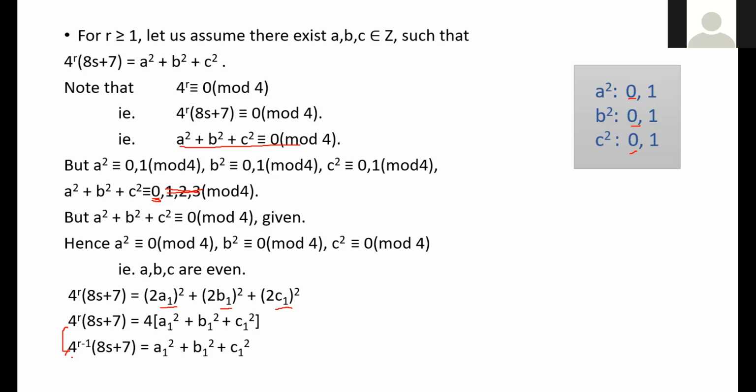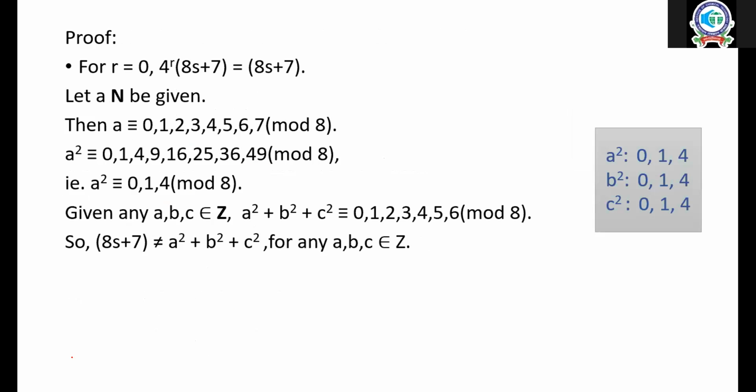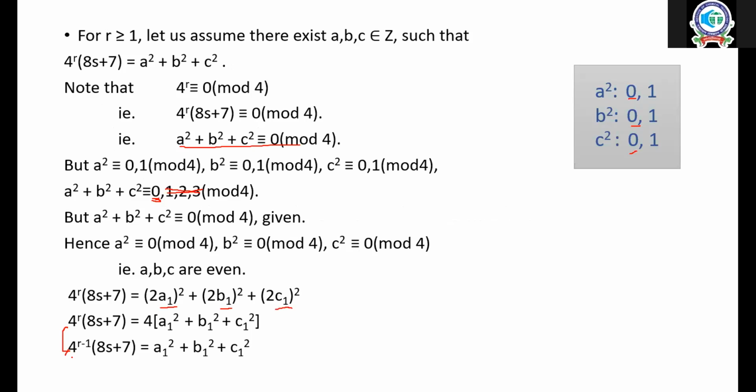assumption that 4 raised to r, no. This is a contradiction for which part? Finally, you got 8s plus 7 is equal to ar square plus br square plus cr square. That is a contradiction for what? For this, 8s plus 7 is not equal to a sum of 3 squares. We already proved that first part, that 8s plus 7 cannot be written as sum of 3 squares. This proof is a combination of two parts.